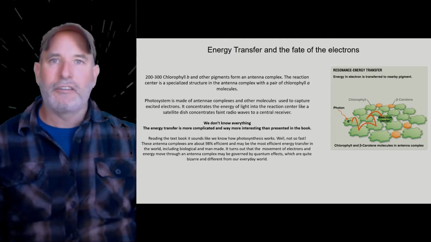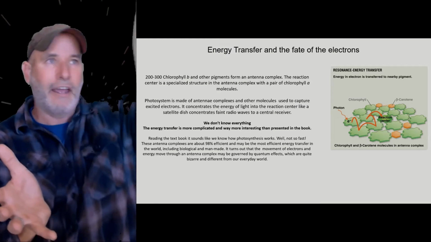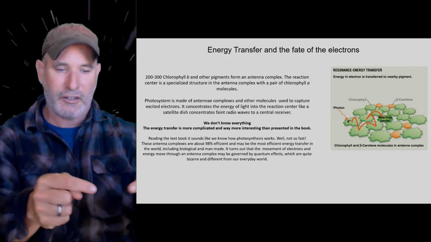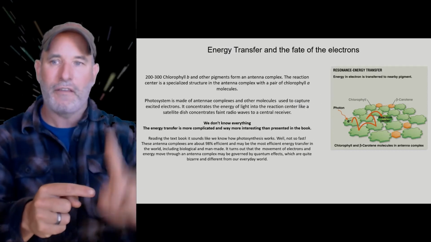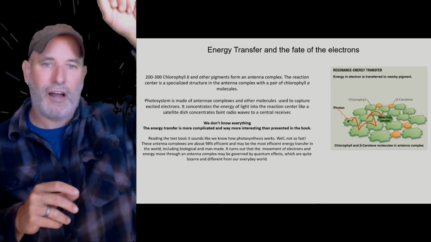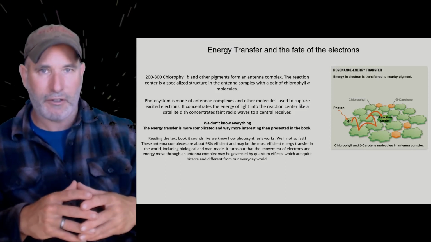So basically you can think of the antenna complex as like a satellite dish, right? The light comes in, it excites these electrons, and then it transfers the energy to the reaction center, and then shoots up an electron high in energy, and then what happens is it gets picked up by an electron acceptor.